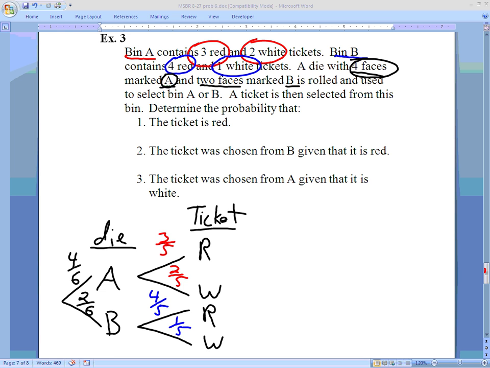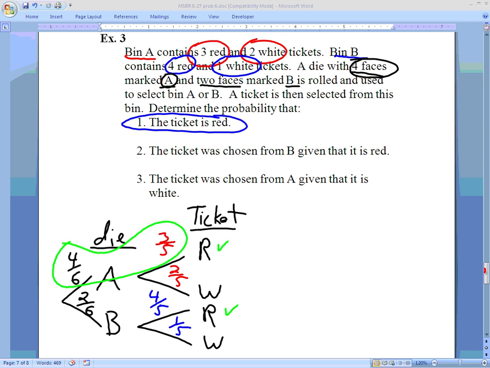What we're going to do next is this first question. Just find the probability the ticket's red. As I look at this, I see there's 2 ways to get a red ticket. I can get it this way or this way. In order to get there, I first have to roll the die. And so for my first red, I would follow this path.